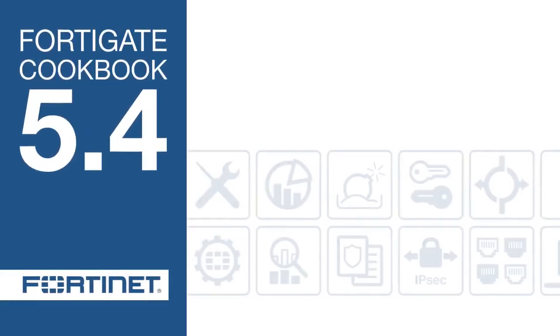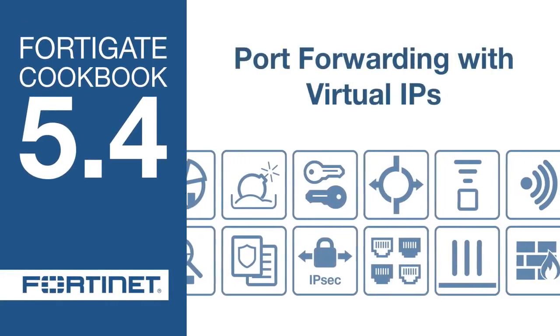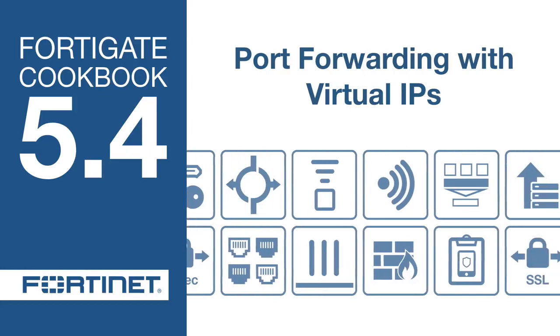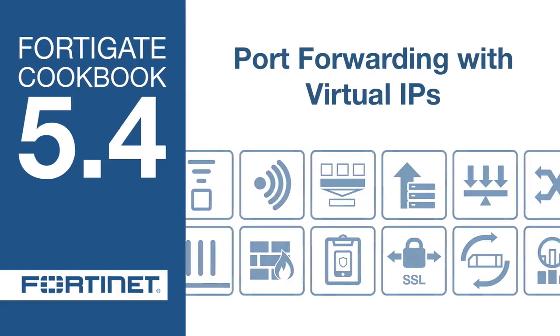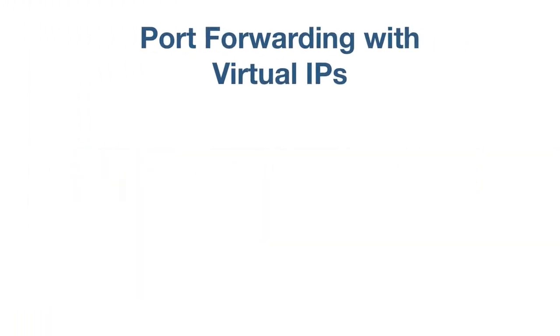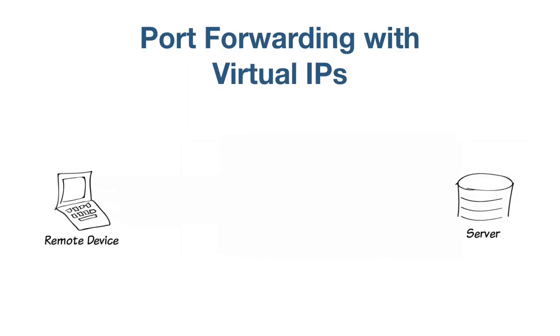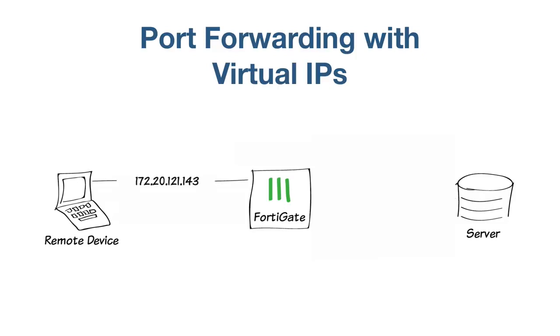In this video, you will use virtual IPs or VIPs to configure port forwarding on your Fortigate unit. This configuration will allow users on the internet to connect to a server protected by your Fortigate firewall, but only through ports that you choose and without knowing the server's internal IP address.